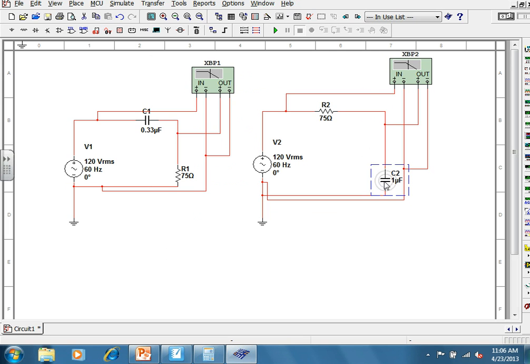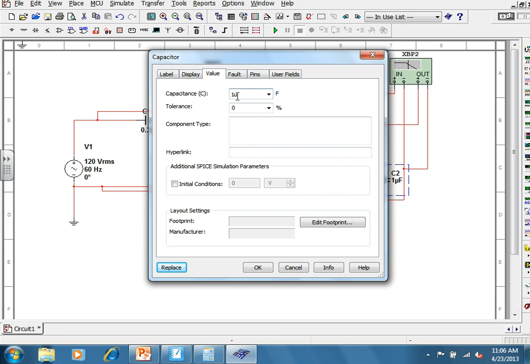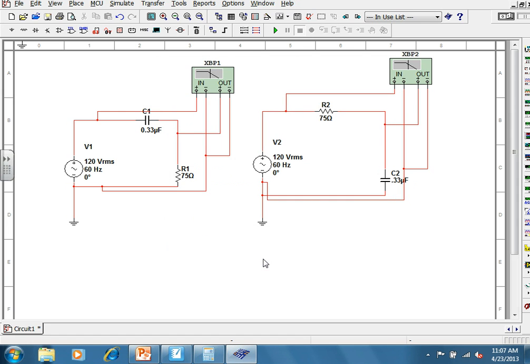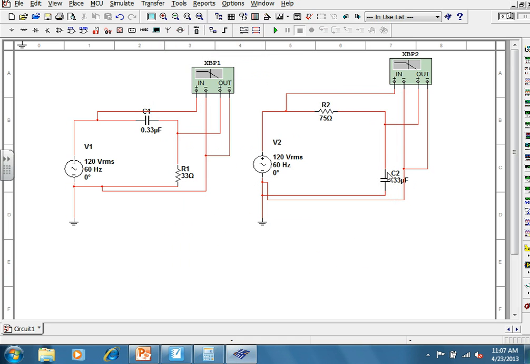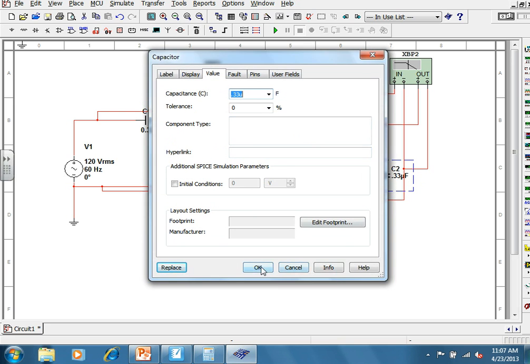All right, let's see if we can do better on this one. All right, so did I get the frequency right? 33. Wrong one.